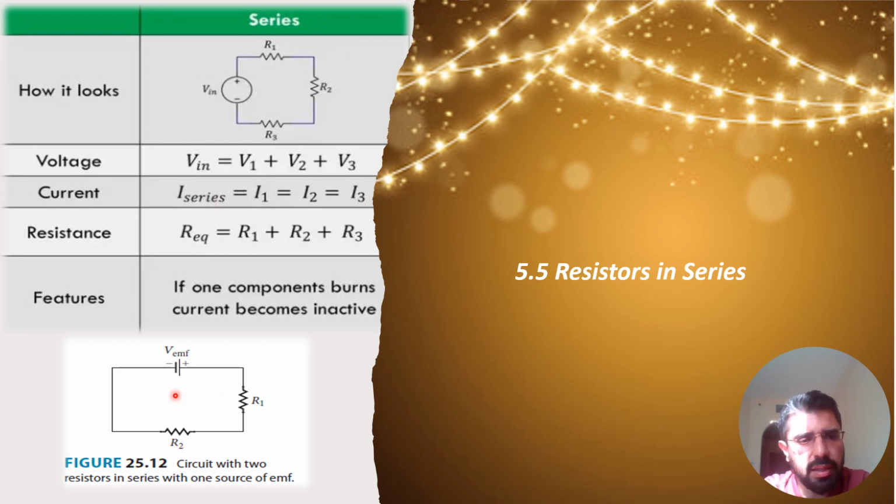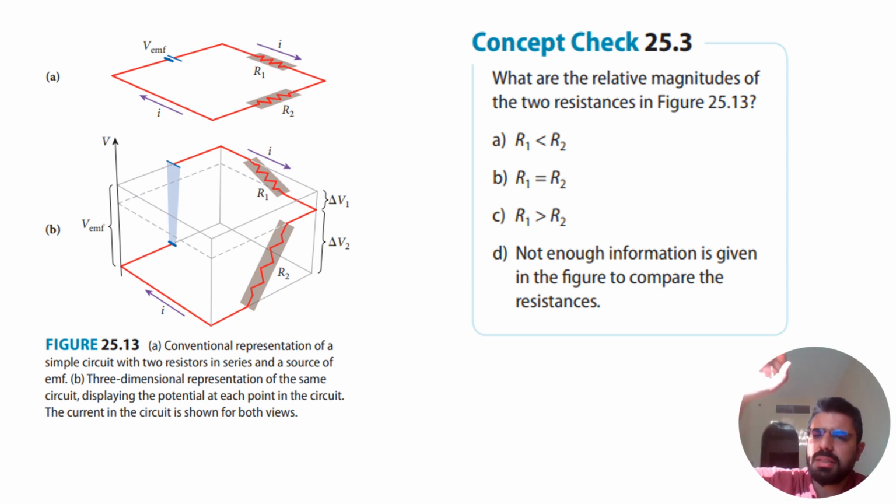What about the current? The current is the same everywhere in the circuit because it's series. Okay, what about the voltage? If you put two batteries or three batteries, we have to add their values. So if we have two batteries, the voltage across the circuit will be equal to V1 plus V2.